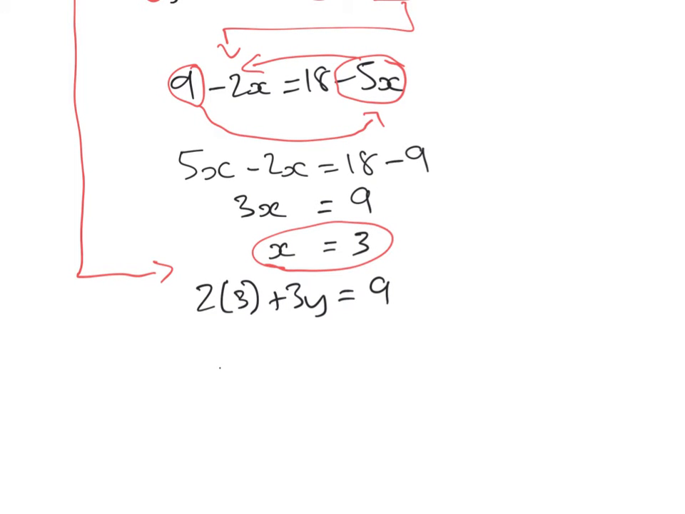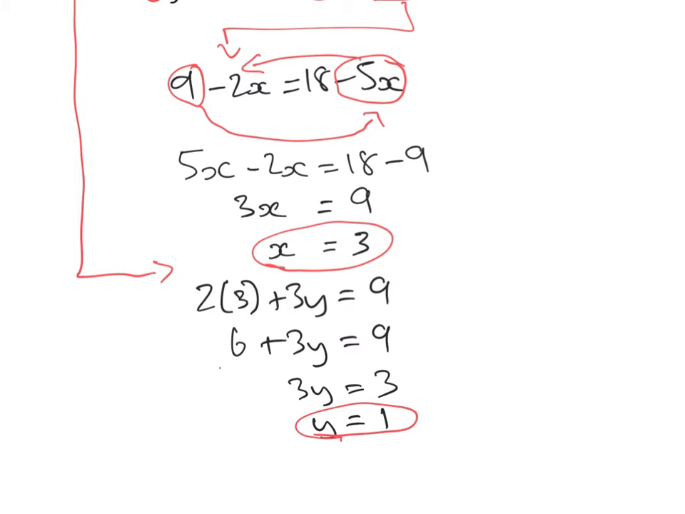So I can multiply out the 2 times 3, which is 6. 6 plus 3y equals 9. So take away 6 from both sides. 3y equals 3. Divide by 3, so y equals 1. And there is my second solution. So the solutions to these simultaneous equations are x equals 3 and y equals 1.